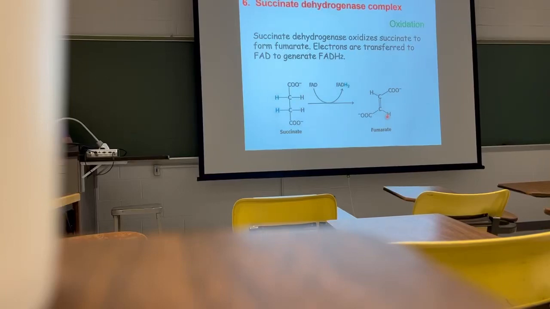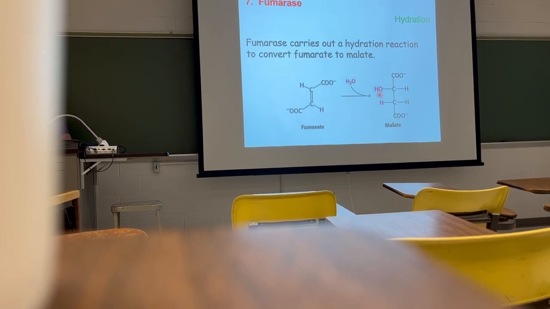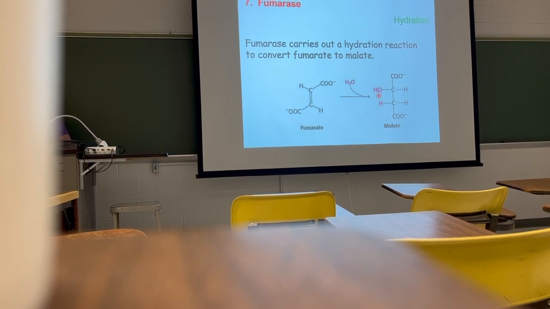So this is an oxidation reaction. The next step is an enzyme called fumarase. It's a hydration reaction. So we're starting with fumarate that had a double bond between carbon 2 and 3, adding a water across that double bond to make this 4-carbon compound malate. Malate has a hydroxyl group at this position that came from the water molecule.